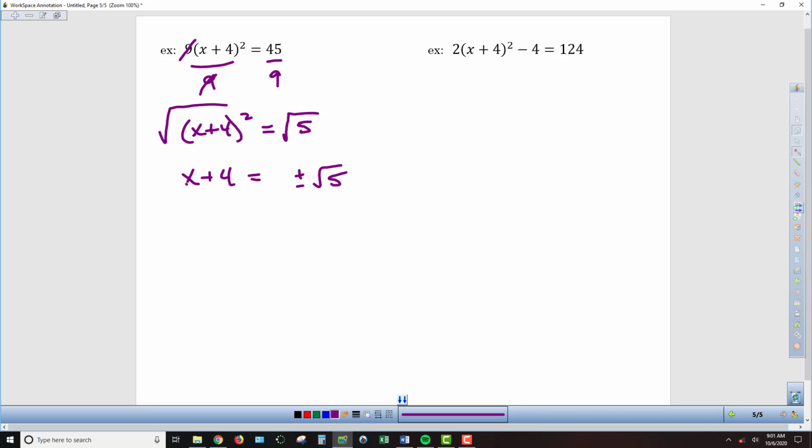And so this actually ends up being less work than if we could have taken the square root, because now my last step is to just subtract 4 from both sides. And so we get x equals, now these aren't like terms, so I'm not going to be able to perform that plus or minus operation. So I'm just going to write my answer as negative 4 plus or minus square root of 5.